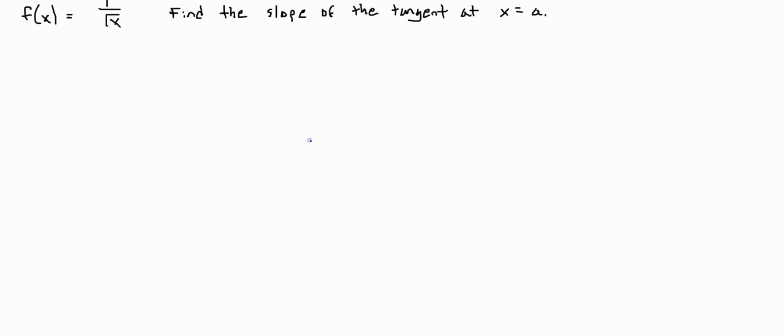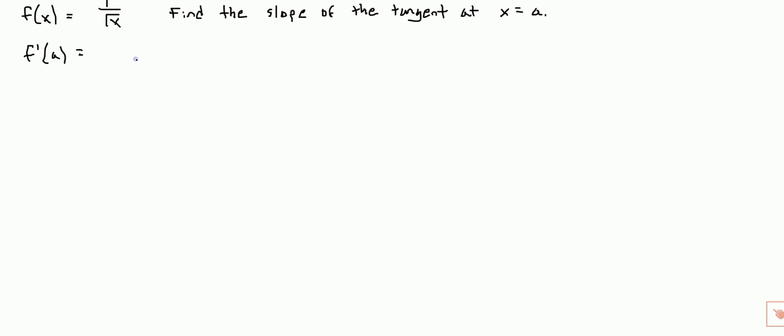Alright, in this video we have f of x equals 1 over the square root of x, and we want to find the slope of the tangent at x equals a. Okay, so slope of the tangent, that means derivative, take the derivative, right? And so with the limit definition we have f prime of a, right? We're interested in x equals a, right?